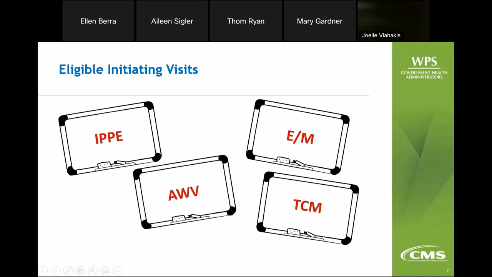Now, the CMS booklet, the wording that they actually use there is comprehensive evaluation and management. However, Medicare does not require a particular level of evaluation and management. Now, obviously the initiating visit would not be the 99211 procedure code. That's for your clinical staff. But any of the rest of the levels of an evaluation and management service would be part of that.